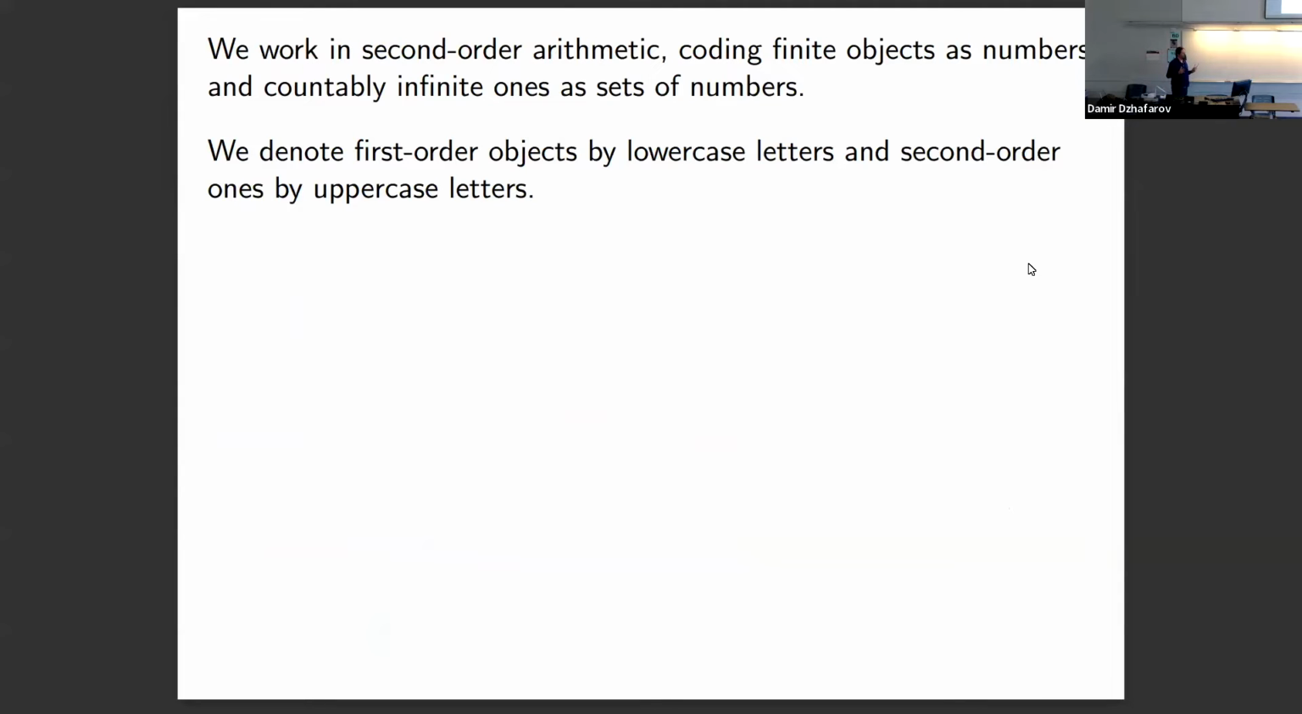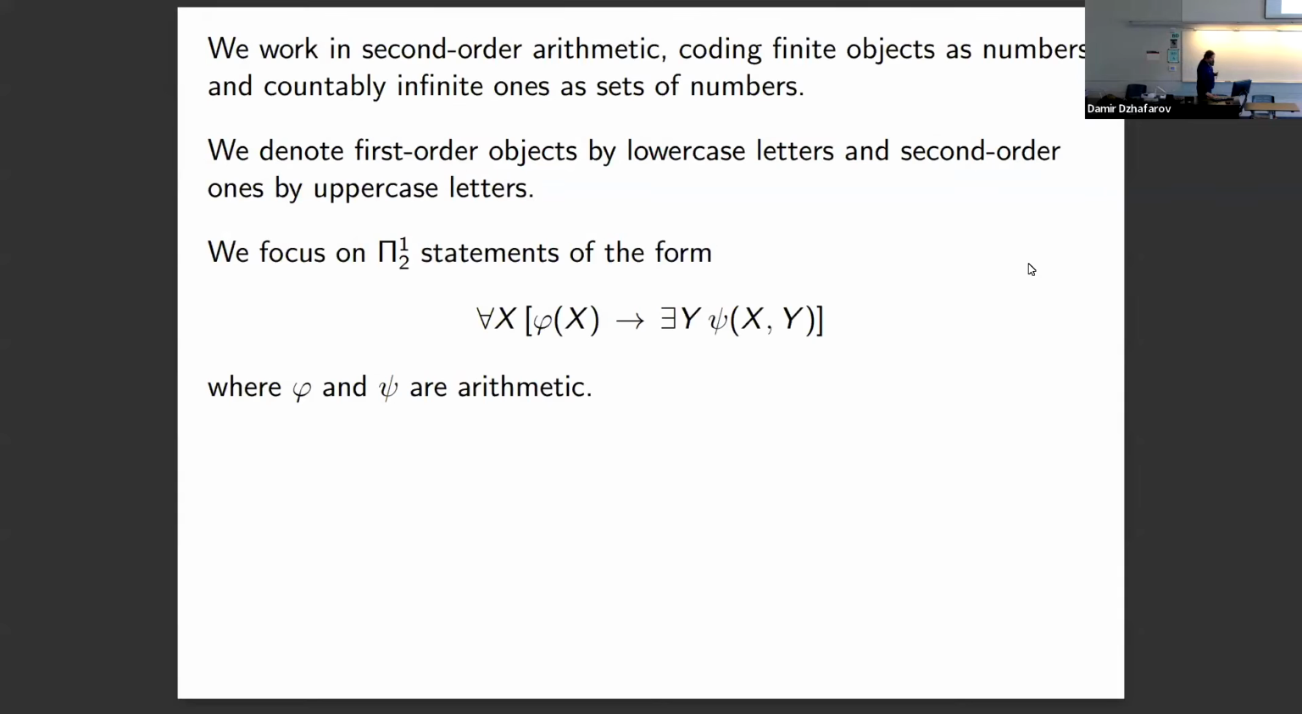Later I'll talk a little bit more about working formally, but just informally, think that we're working in second order arithmetic. So you have first order objects and second order objects, and really all you have is numbers and sets of numbers. But if you want to code something like strings or colorings or whatever, you can code them: finite objects being encoded as numbers, and countably infinite ones as sets of numbers. So I will talk about other objects, but you can always think that what we have is numbers and sets of numbers, with lowercase letters for first order objects and uppercase ones for second order ones.